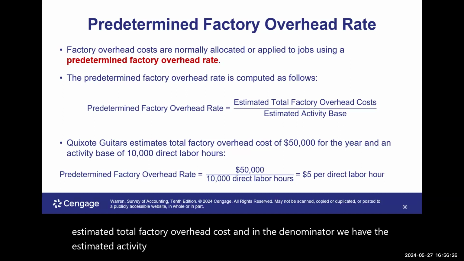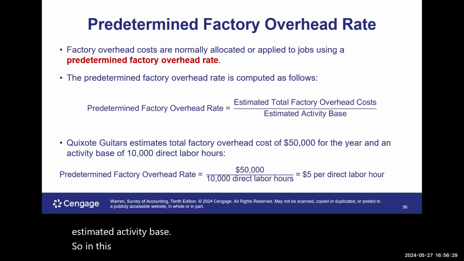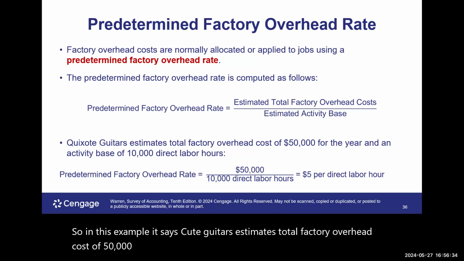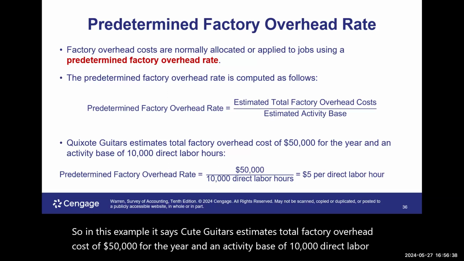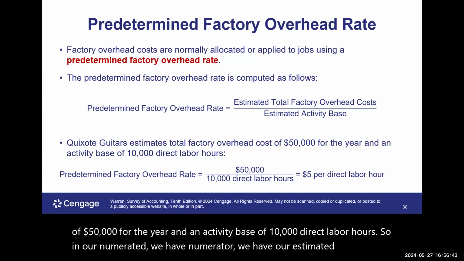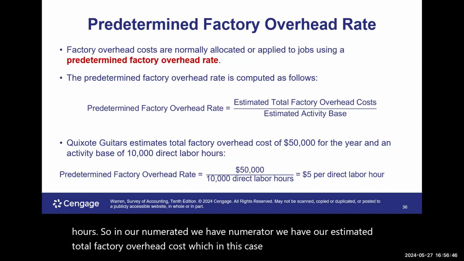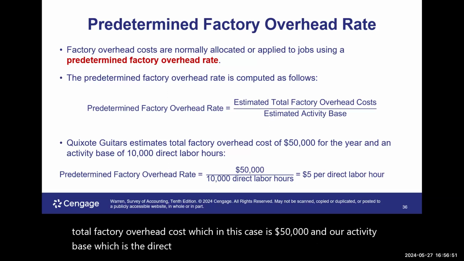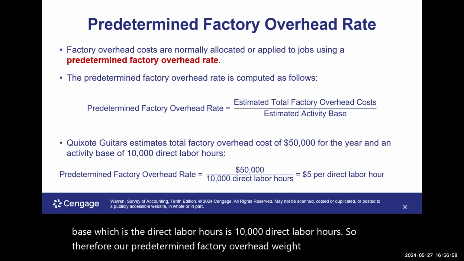activity base. So in this example, it says Q Guitars estimates total factory overhead cost of $50,000 for the year and an activity base of 10,000 direct labor hours. So in our numerator, we have our estimated total factory overhead cost, which in this case is $50,000. And our activity base, which is the direct labor hours, is 10,000 direct labor hours. Therefore, our predetermined factory overhead rate is $5 per direct labor hour.